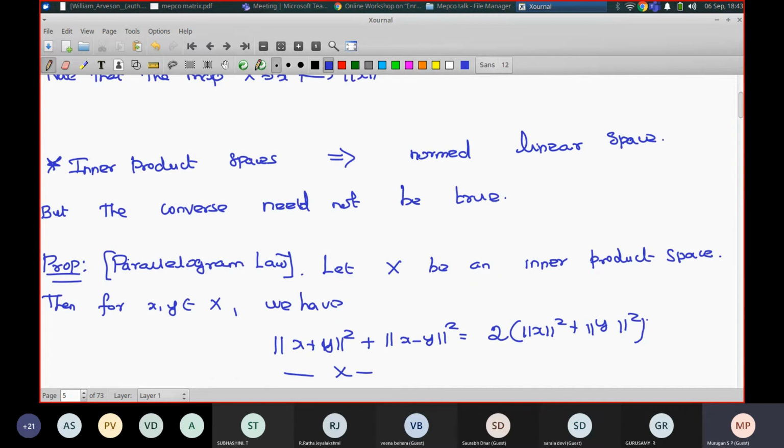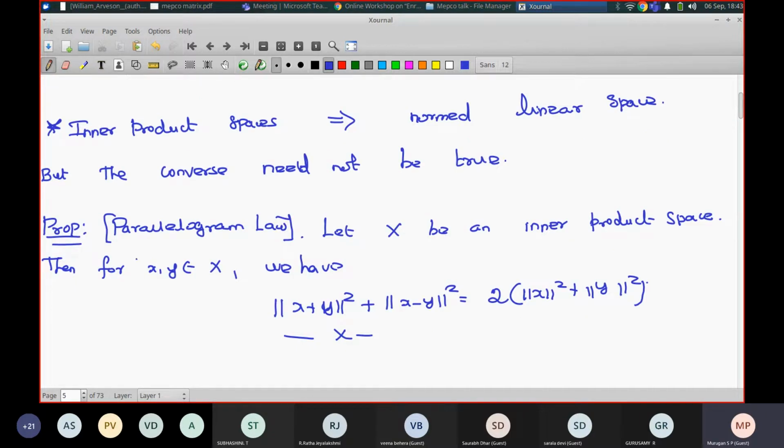But the converse need not be true. Every normed linear space need not be an inner product space. Why? Because the norm does not come from an inner product. So I will give some examples of normed linear spaces in which the norm does not come from the inner product. Okay, so this is one important property, the parallelogram law.